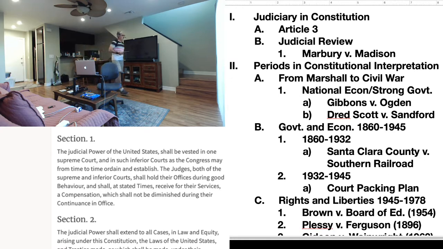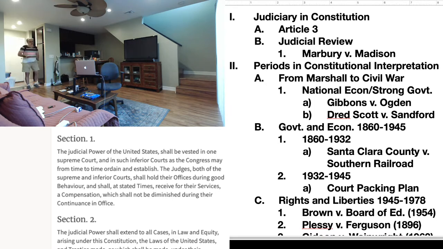Today, we begin the final two, maybe three lectures on the court system in the United States. And then we will take our final exam. So, let's start with Roman numeral one. As you can see, judiciary in the Constitution. So write it down.